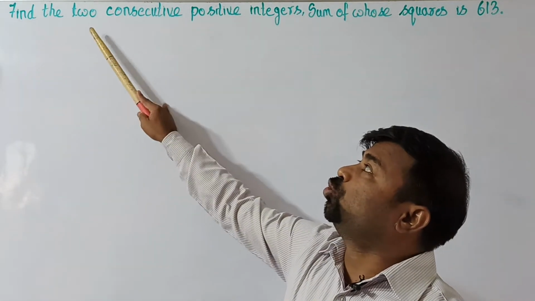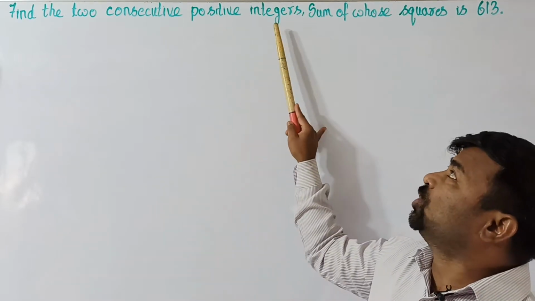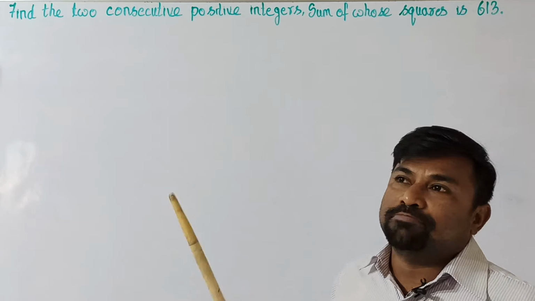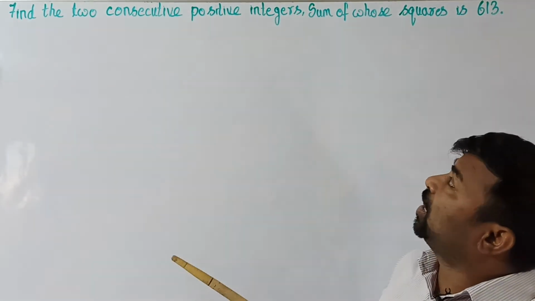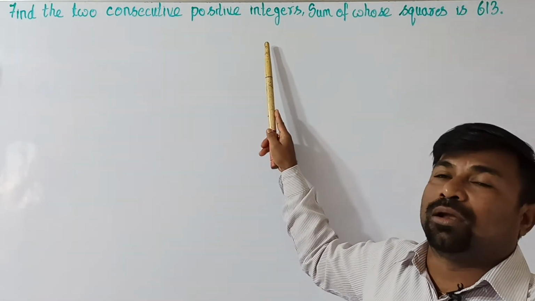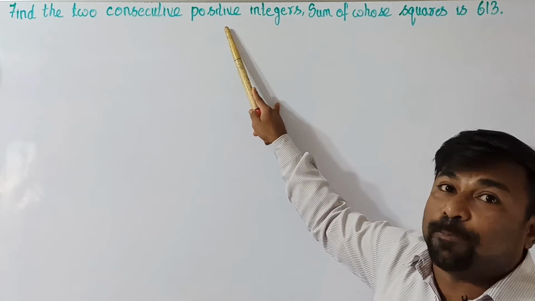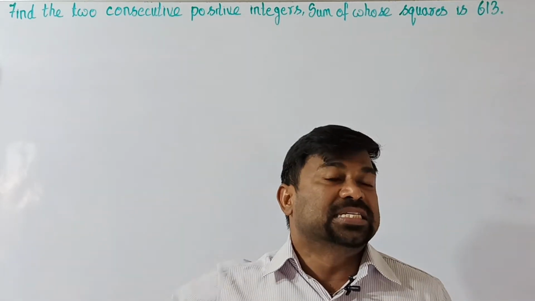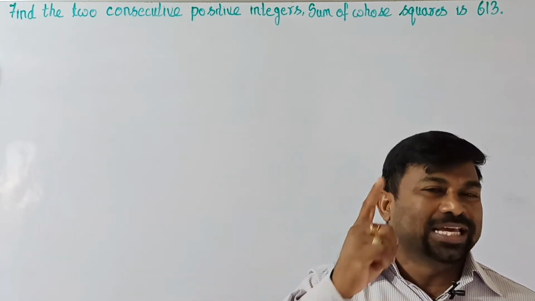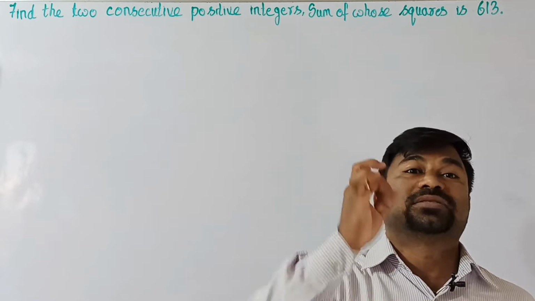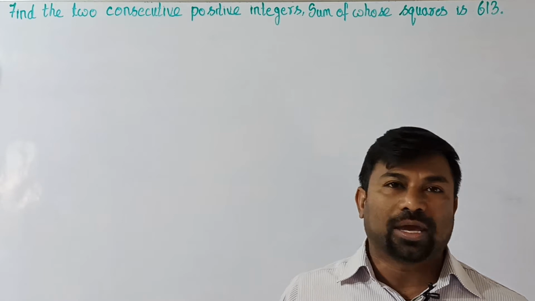Find the two consecutive positive integers. He's using the word integer. Integer means it might be a negative one, a positive one, or a zero. But not only integers, he said positive integers, which means he is eliminating the zero and also the negative ones. So please remember he is talking about only positive integers. I got it.